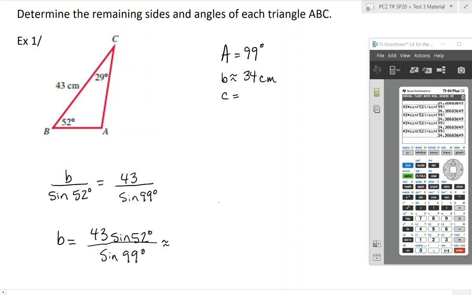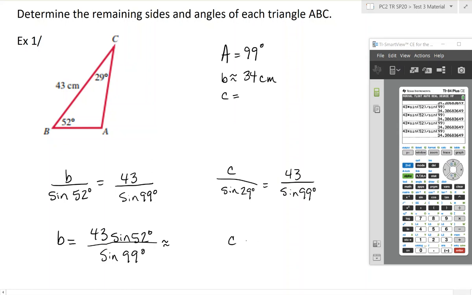So we can do the same thing with c. c over the sine of the angle that's across from it is equal to 43 over the sine of 99 degrees. You could just as well use angle B and side little b, but we did have to approximate. So if you use that, make sure that you use this number in your calculator so you have less round off error there.